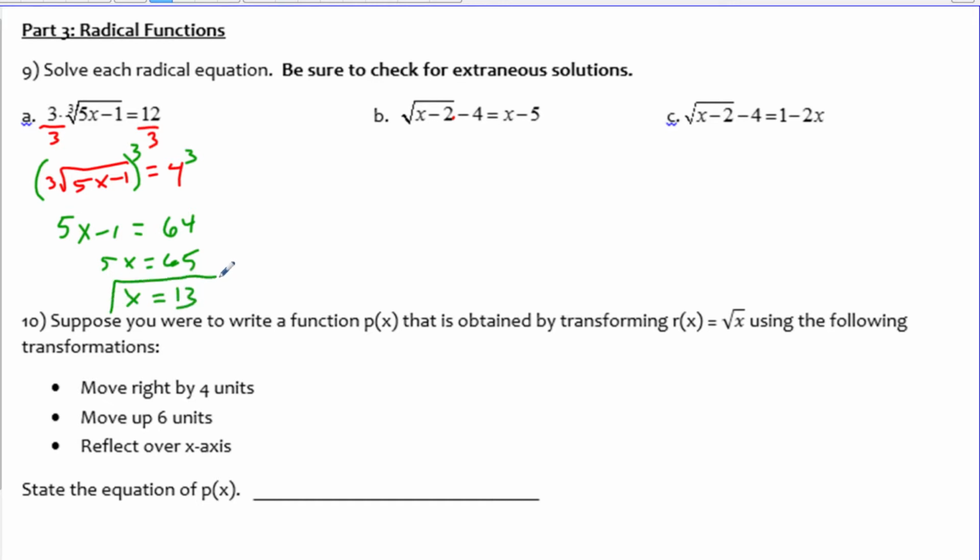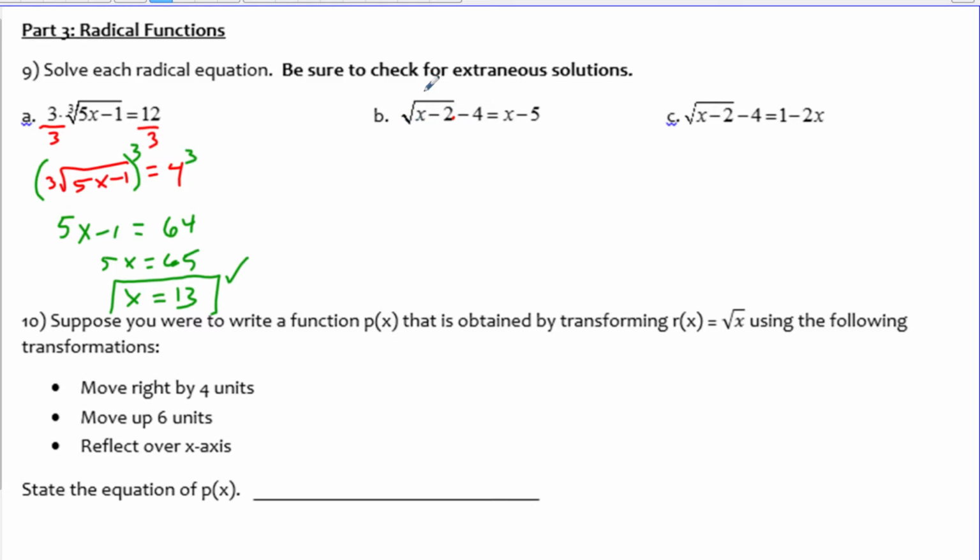If I go back and check this, I'm not going to actually go through the steps of doing that, but it does in fact work when you plug in 13, cube root it and multiply it by 3. You do get 12. So this one is going to check out if you do plug it in. You will not get any extraneous answers. Okay, so letter B, same thing.